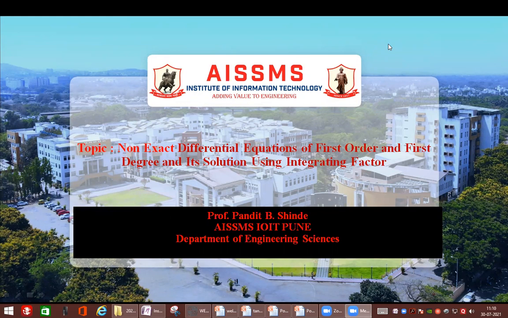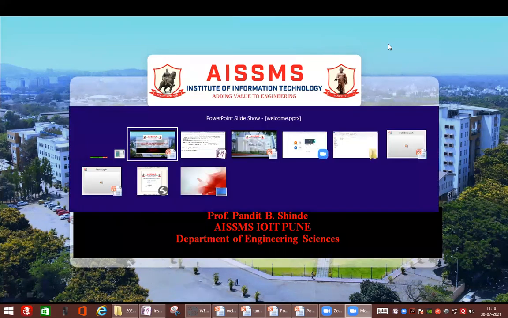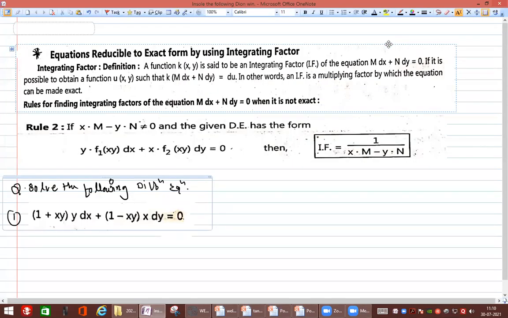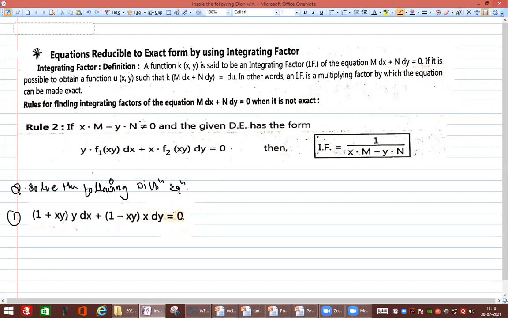Yes, today we discuss the non-exact differential equation of first order and first degree and its solution using an integrating factor. Moving towards the topic. Hope all of you are clear about the idea of the integrating factor. What do you mean by integrating factor? An integrating factor is nothing but some function such that if you multiply a non-exact differential equation by it, the differential equation becomes exact. So, moving towards the second rule for finding the integrating factor.